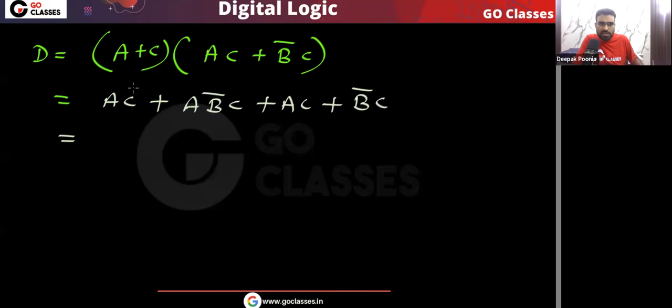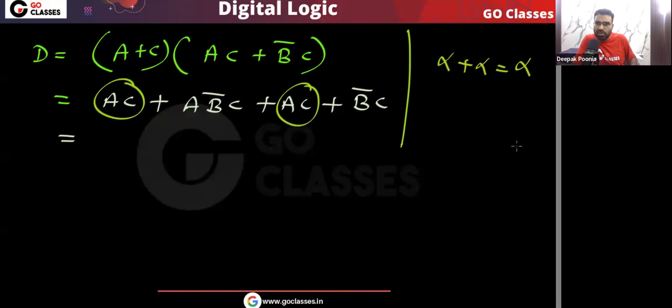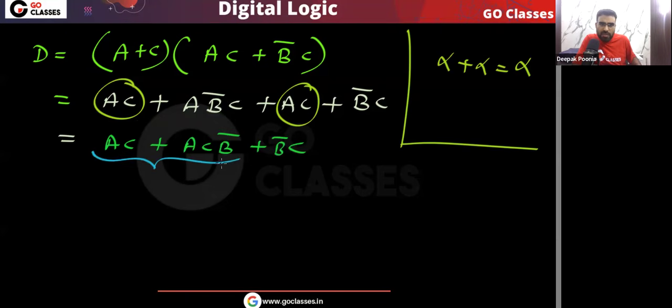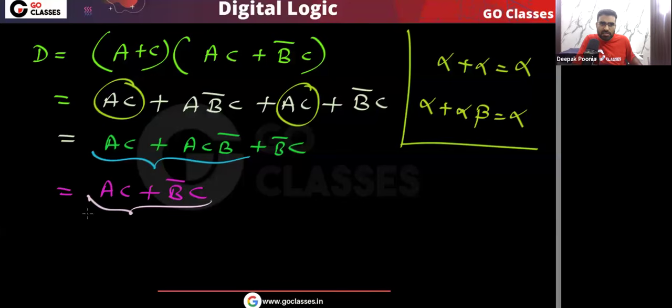Now here you can see AC or AC is AC, because alpha or alpha is equal to alpha. So this becomes AC or AC B bar or B bar C. Now you can apply the absorption law, because alpha or alpha beta is equal to alpha. Here AC is the alpha, so this is alpha beta. So we will get AC or B bar C. This is the simplified expression. Either you can stop here, or you can take C out and make it like this.